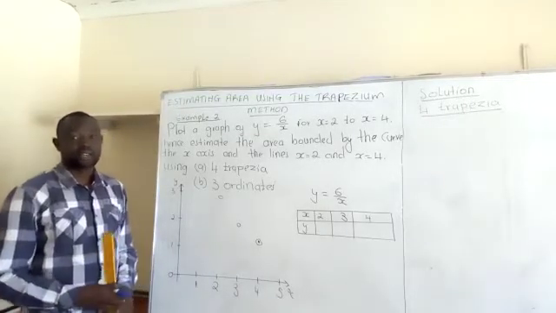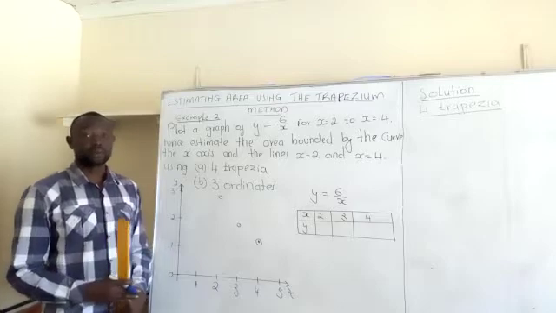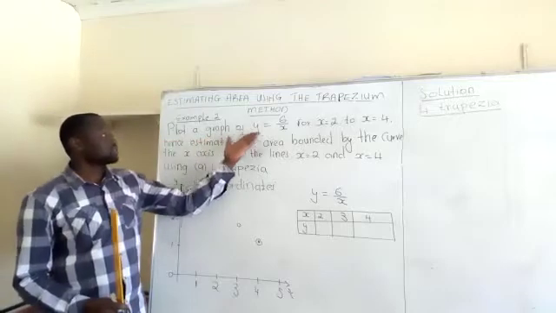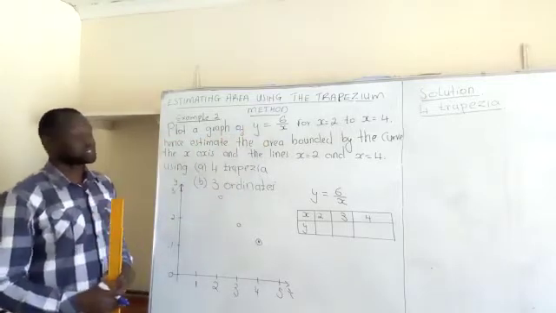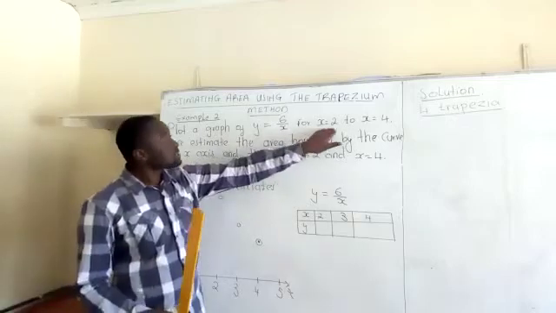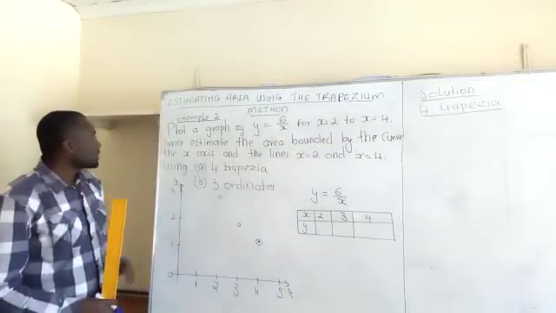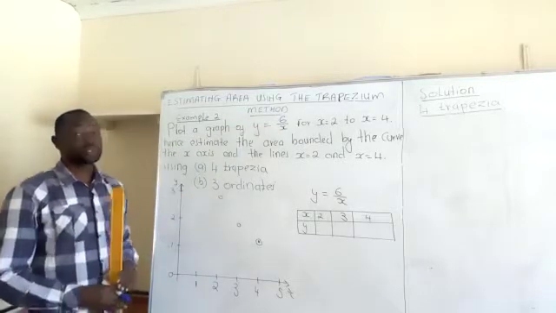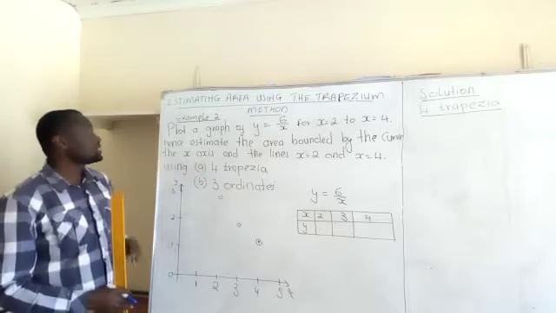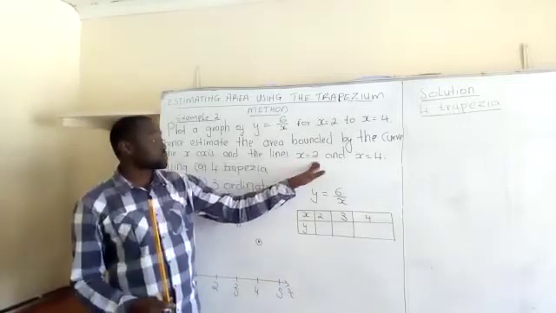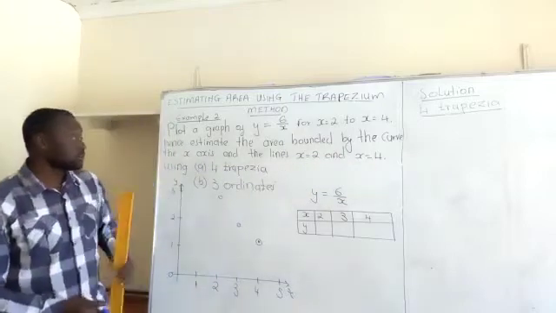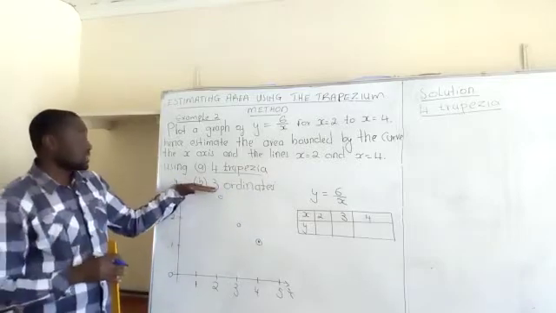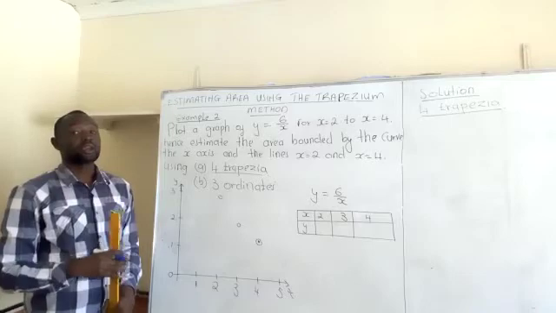So let's look at another example here on the trapezium rule, the trapezoidal method. We are given: plot a graph of y equals 6 over x for values of x from 2 to 4. Then estimate the area bounded by the curve, that is y equals 6 over x, the x-axis, and the lines x equals 2 and x equals 4. Using part A, we need to use 4 trapezia. Then part B, we use 3 ordinates.